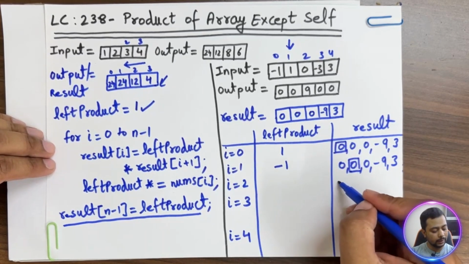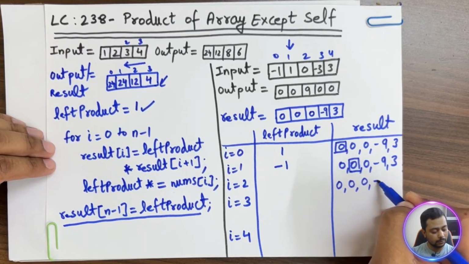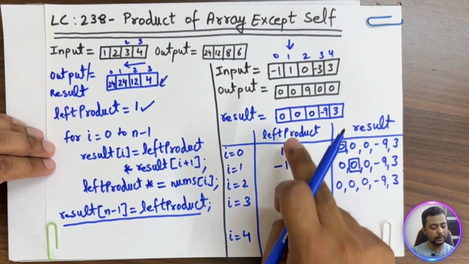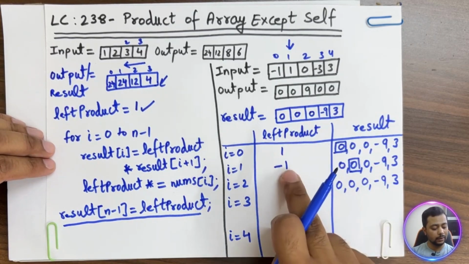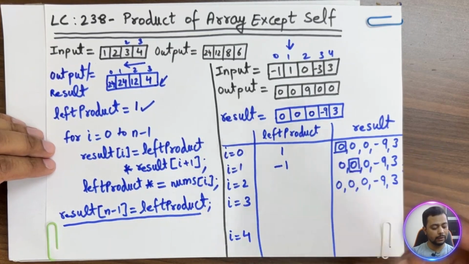So now for the next iteration, this will become 0, 0, 0, minus 9, 3. So far no changes. And now we need to update left product. Left product will be left product into current value. So minus 1 into 0. That will be 0.